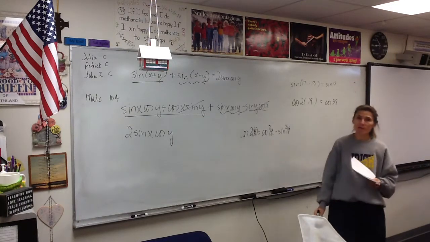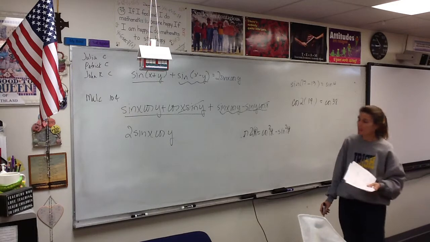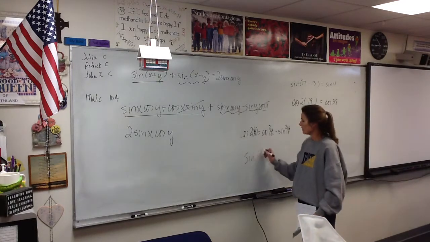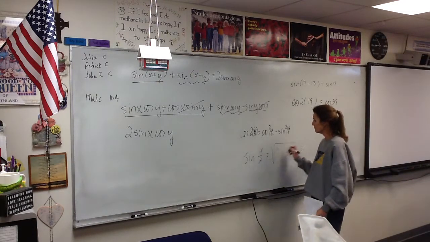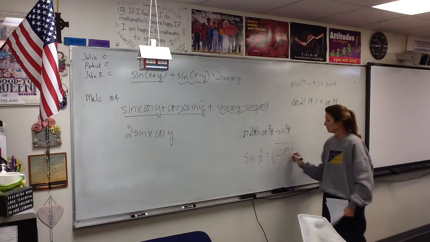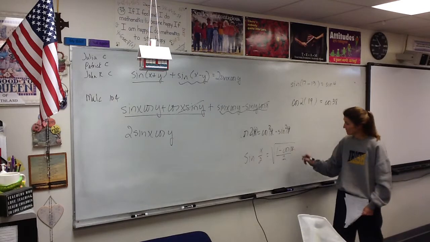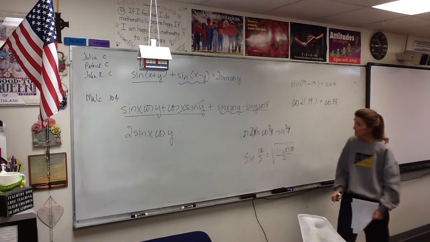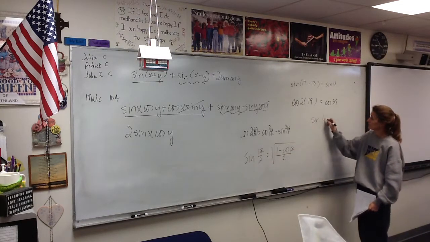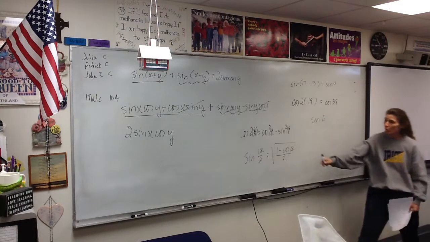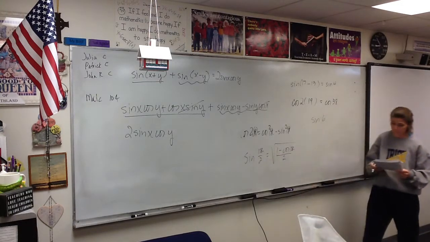The square root of 1 minus cosine over 2, that's your half angle identity for the sine. The difference is, instead of x's, this time you have a 12 here, and that's the formula for the sine of 6. 12 divided by 2.